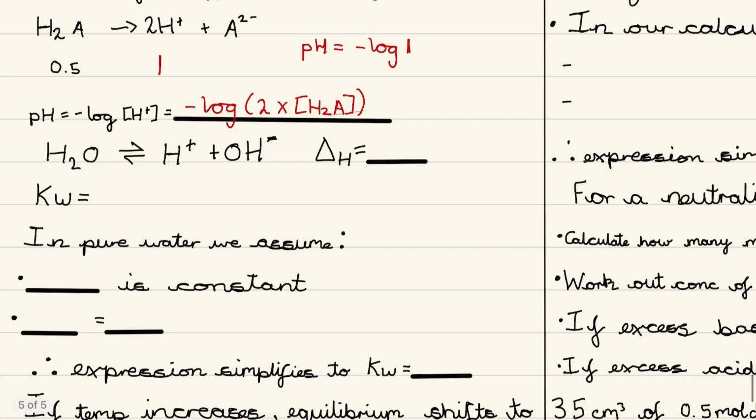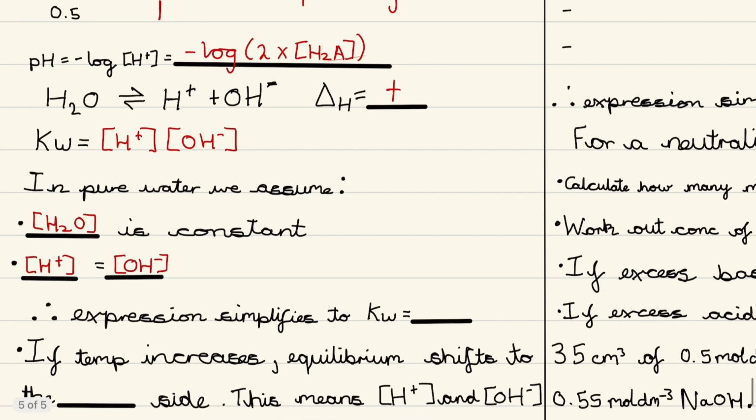Next we have Kw. So the equilibrium water reaction is endothermic, and Kw is H plus concentration times OH minus concentration. Now in pure water, we assume that the concentration of water is constant and the concentration of H plus equals the concentration of OH minus. And because of this, in pure water, Kw would simplify to H plus squared.